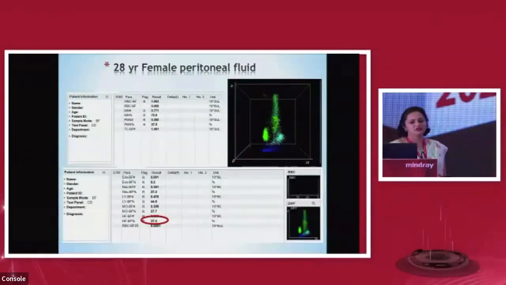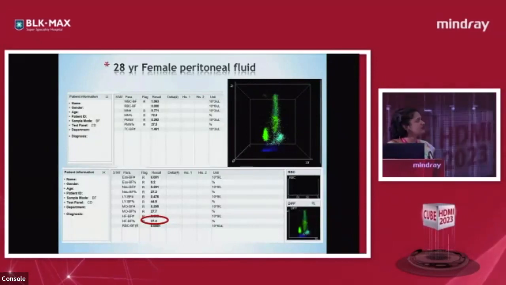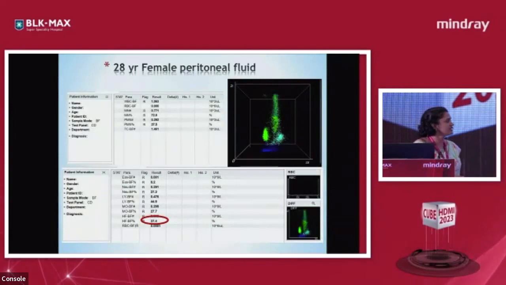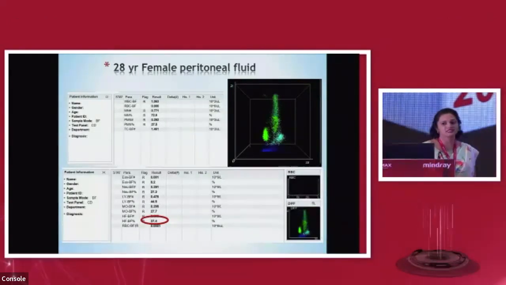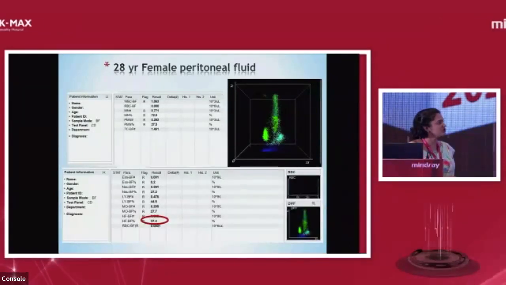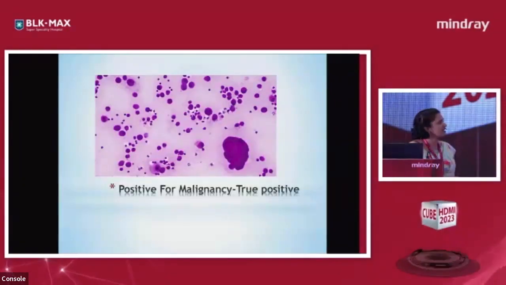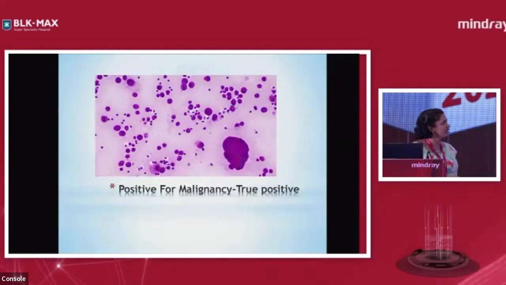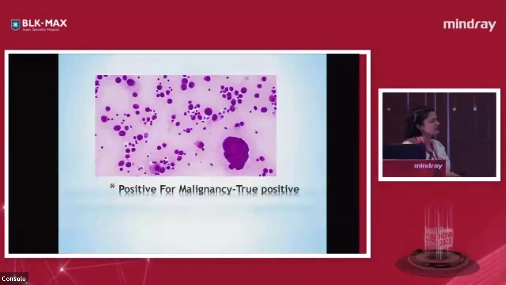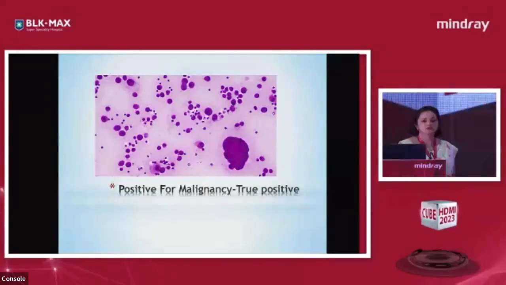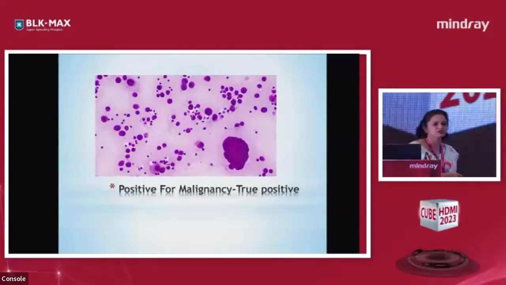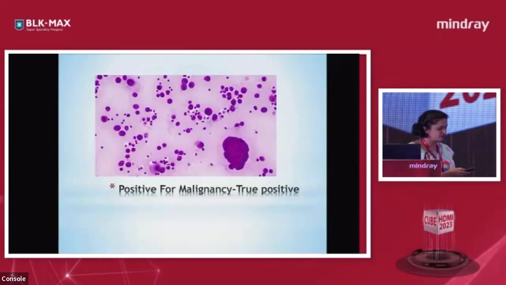And this is a 28-year-old female, peritoneal fluid analysis, patient with ascites. And here again the HFBF cell percentage is 37%, and the HFBF area is showing a good number of cells. And this is the microscopy where we are able to see the dispersed malignant cells as well as a big cluster towards the lower area. So this patient was again positive, detected both by microscopy as well as by the analyzer, again a true positive case.